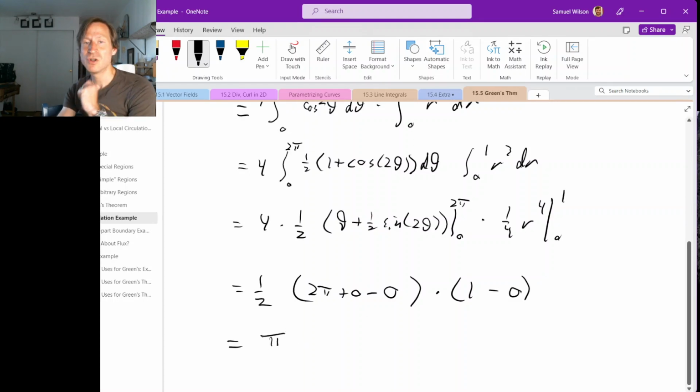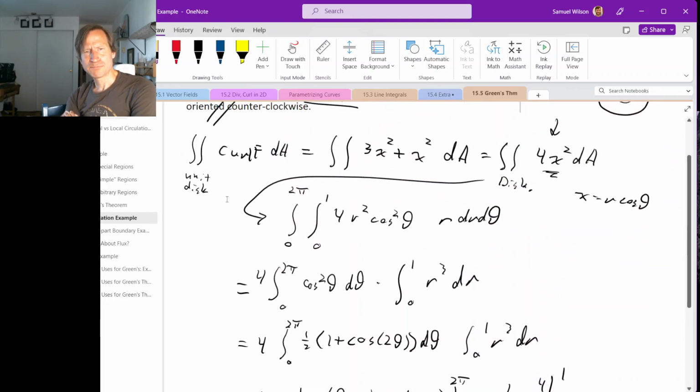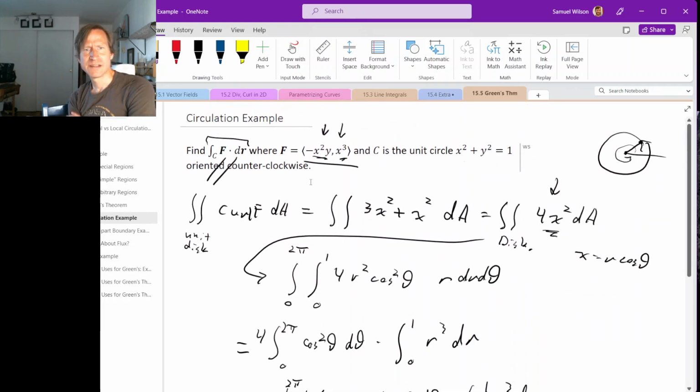Okay, so you can see that Green's theorem gives us the flexibility to choose which kind of integral we would rather do, a double integral or a line integral.